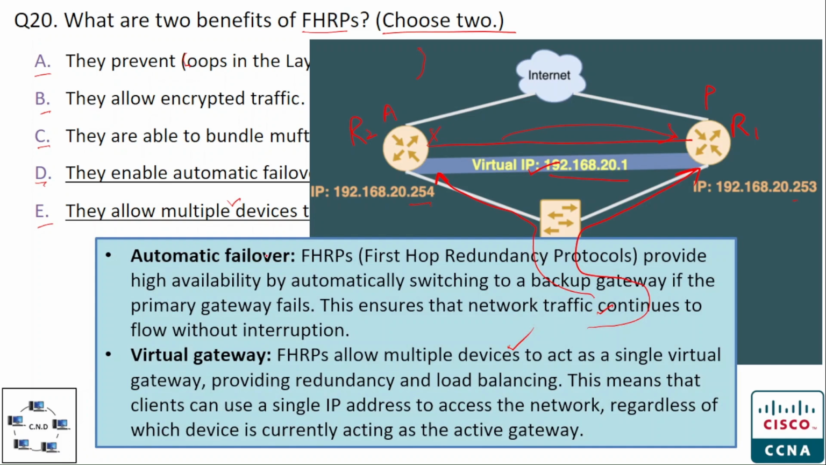So the benefits: automatic failover. First hop redundancy protocol provides high availability by automatically switching to a backup gateway if the primary gateway fails, such as in this case. This ensures that network traffic continues to flow without interruption. Virtual gateway. First hop redundancy protocol allows multiple devices to act as a single virtual gateway, providing redundancy and load balancing. This means that clients can use a single IP address to access the network, regardless of which device is currently acting as the active gateway, as I already explained.